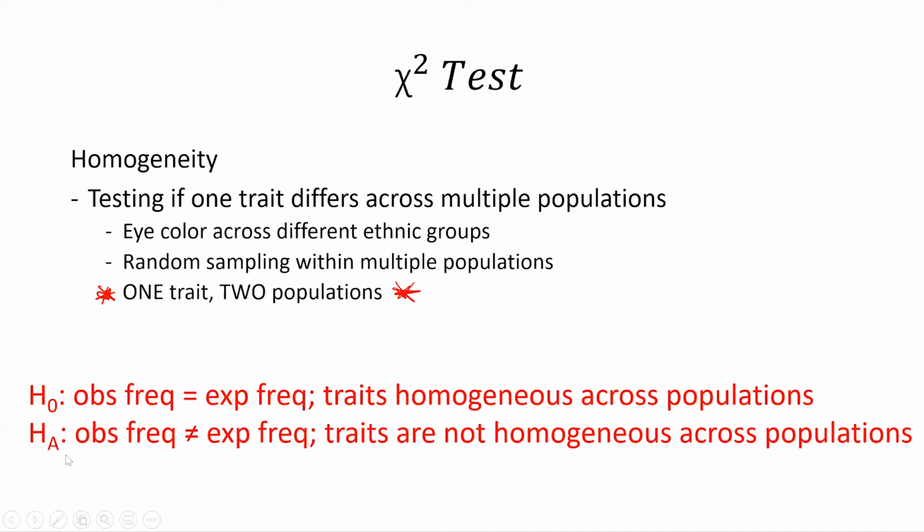Again, null and alternative are the same. Observed equals expected. Observed doesn't equal expected. But again, interpretations are different. For homogeneity, the null hypothesis means that our traits are homogeneous across populations, which means they're evenly distributed or equally distributed between populations. Our alternative is then that the traits are not homogeneous across populations. Our traits are not evenly distributed between populations.